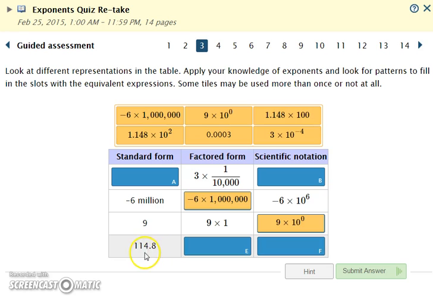And then this next one, 114.8, I moved the decimal 2 times. So that means I want to make it 2 times. Okay, so this one, I moved the decimal between the 1 and the 1, and then I moved it to make that happen 2 times. All right, so that's the count of how many decimals I moved.